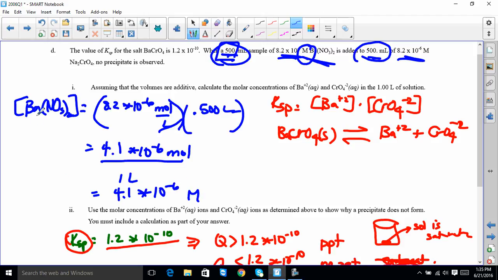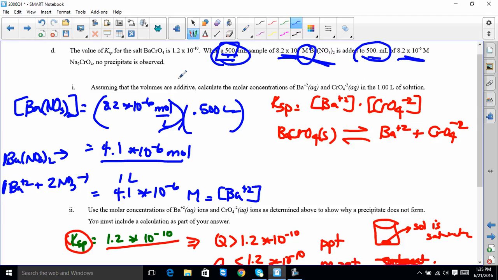Now that's crazy. That's barium nitrate. But remember, when barium nitrate dissociates, it dissociates into barium ions and 2 nitrate ions. But this is a 1-to-1 mole ratio. So not only is this the concentration of the barium nitrate, it's also the concentration of the barium.